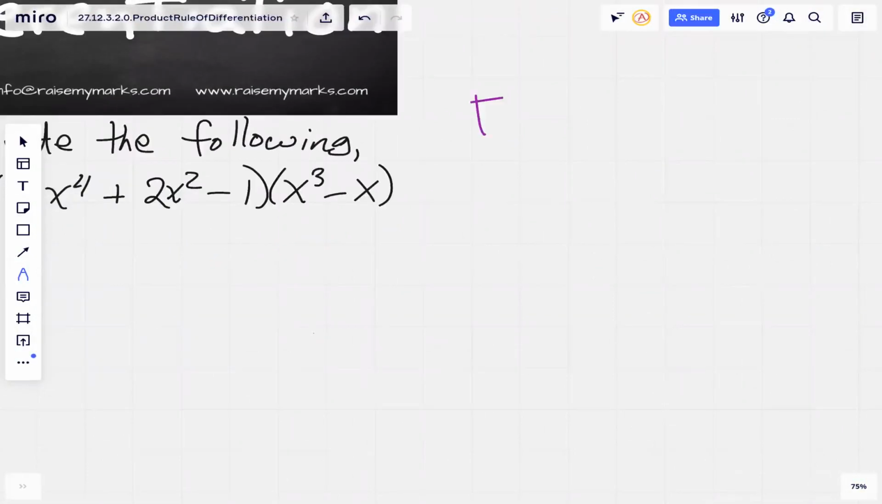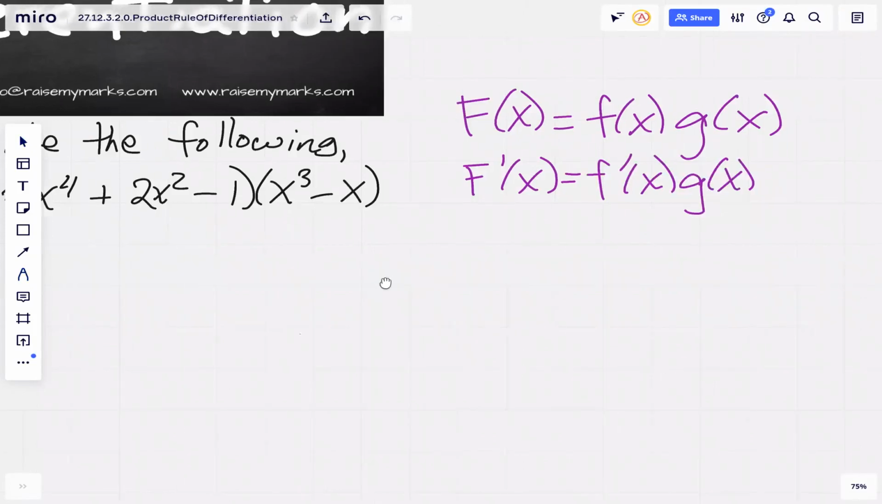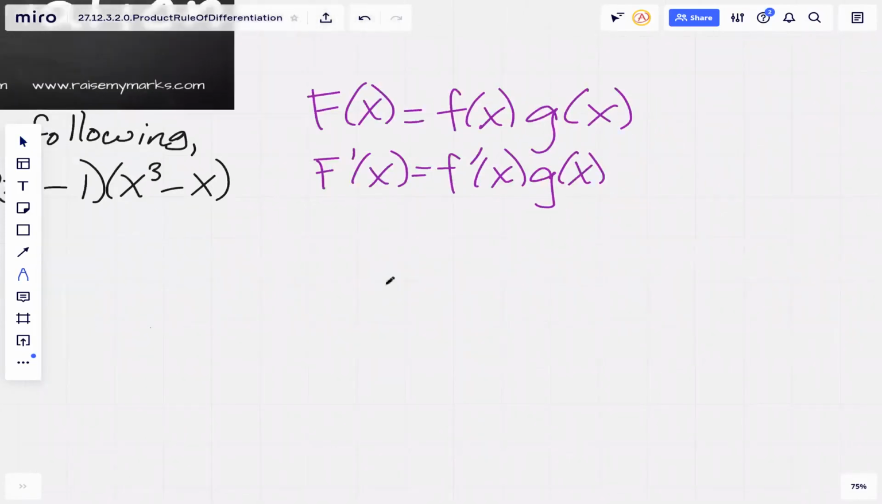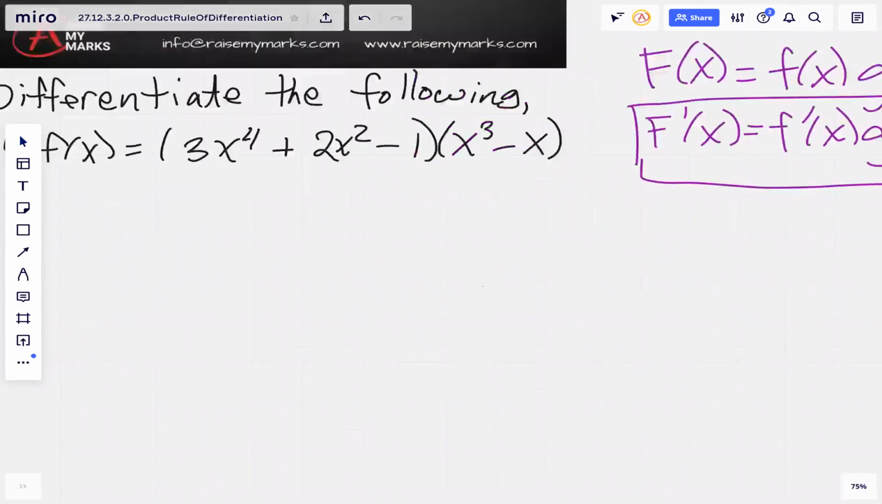The product rule: if we have a function capital F at x, then it equals the product of two other functions. We'll start with just two. Then F prime at x equals the derivative of the first function times the second function, plus the first function times the derivative of the second function. So this is our product rule of differentiation, and this is what we're going to use to differentiate each of these following functions.